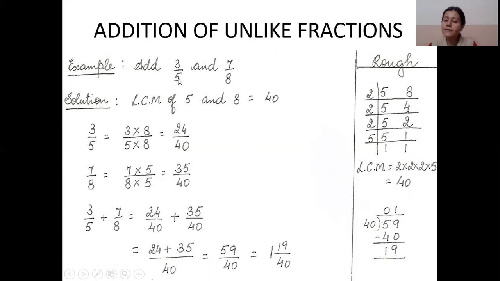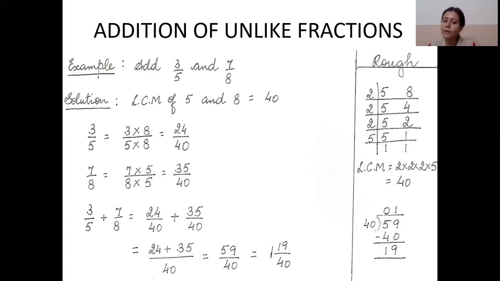In 3 upon 5, what is the denominator? 5. 7 upon 8, what is the denominator? 8. So here the denominators are different, 5 and 8. So beta, these are your unlike fractions. In order to add unlike fractions, what do you do, children? First of all, you will convert them into like fractions. How do you convert them into like fractions, beta? You convert into like fractions by finding the LCM of the denominators. Here the denominator is 5 and here the denominator is 8.